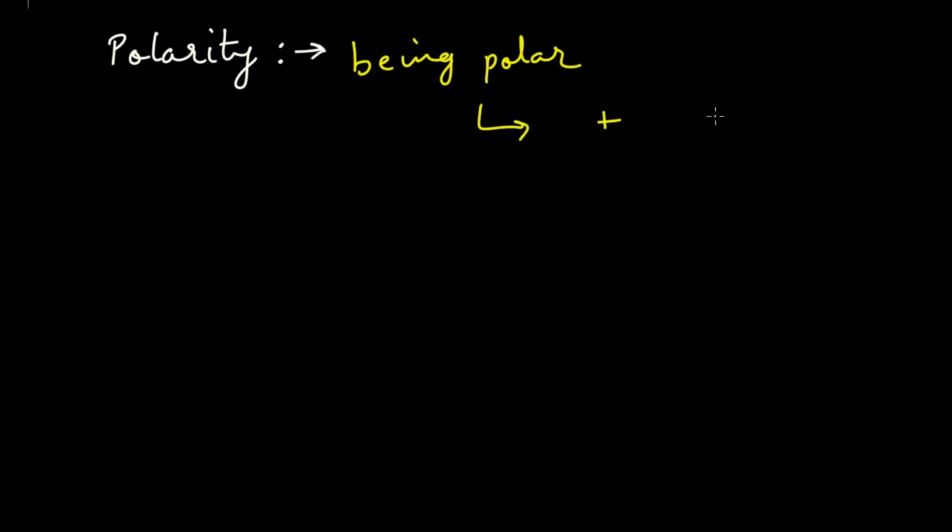What is the meaning of polarity? Polarity means being polar. Being polar means having positive and negative charge separated by a distance. Remember this statement. Positive and negative charge separated by some distance is known as a pole, or this effect is known as creation of polarity, or simply polarity.